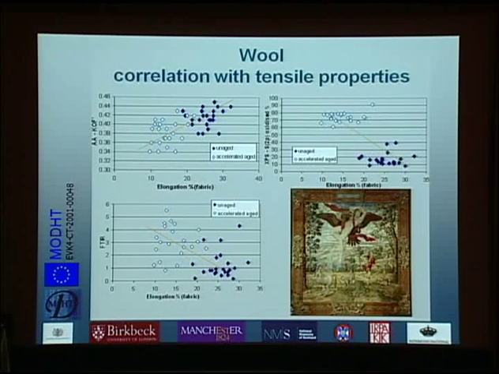for the wool and for the silk. This is the wool, the three techniques, amino acid analysis, XPS, and FTIR. Each one plotted against the measured elongation. And you can see for each one, for each technique, how they quite nicely separate out the unaged from the aged model fibers. So the unaged is always the dark blue, and the accelerated aged is the light blue.